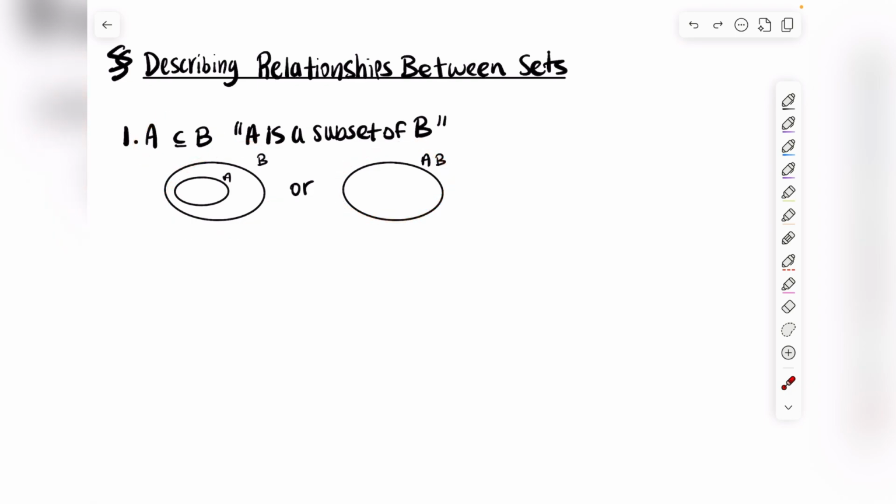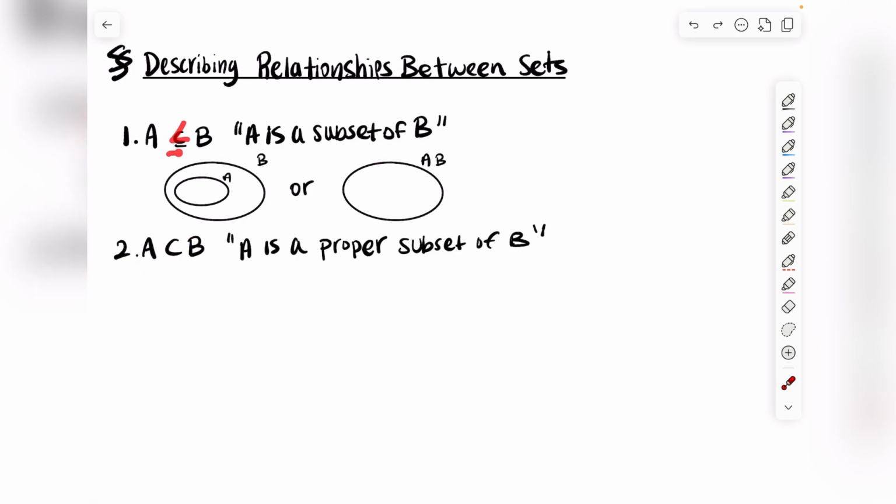So the second relationship between sets is when set A is a proper subset of B. So if this was less than or equal to, this is just the less than part. So this is when set A is strictly smaller than set B. So visually, set A is literally smaller than set B. So that's this right here. So all of the elements in A are in set B. It's just that they cannot be the same set. So it can't be this case.